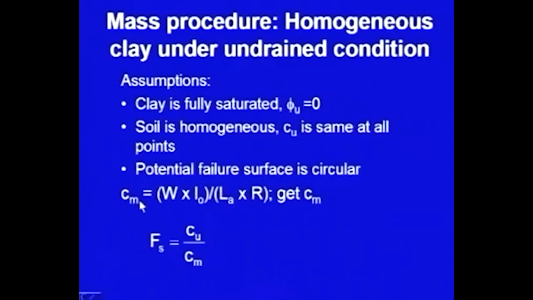So, once we get that Cm, the factor of safety can easily be found out by dividing Cu by Cm. Cu is the available undrained shear strength. So, Cu upon Cm, this is the mobilized value. So, Fs, the factor of safety, is Cu upon Cm.